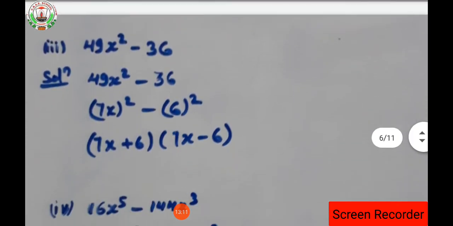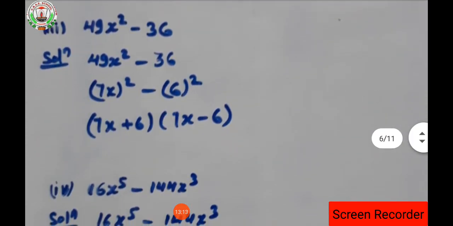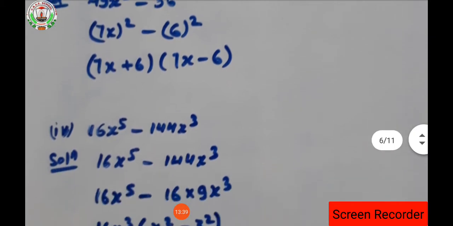Clear? Similarly for the third part, 49x square minus 36 is there. 49 is the square of 7, so (7x) the whole square, minus 36, which is the square of 6, so 6 square. Now we have to use the identity a square minus b square, that is (a + b)(a - b). So (7x + 6)(7x - 6) is the required answer.